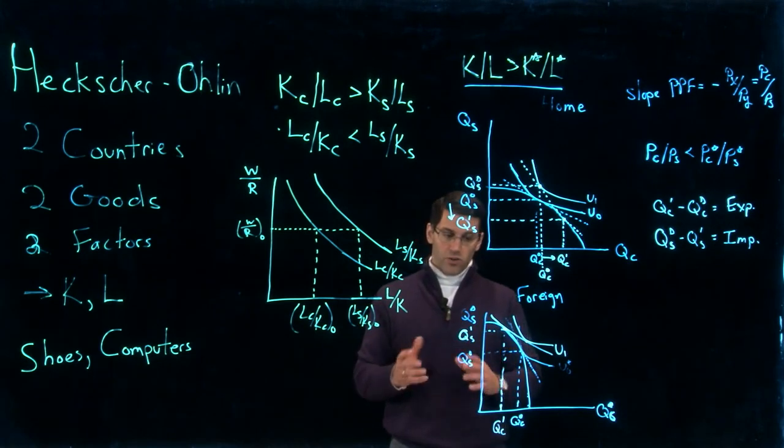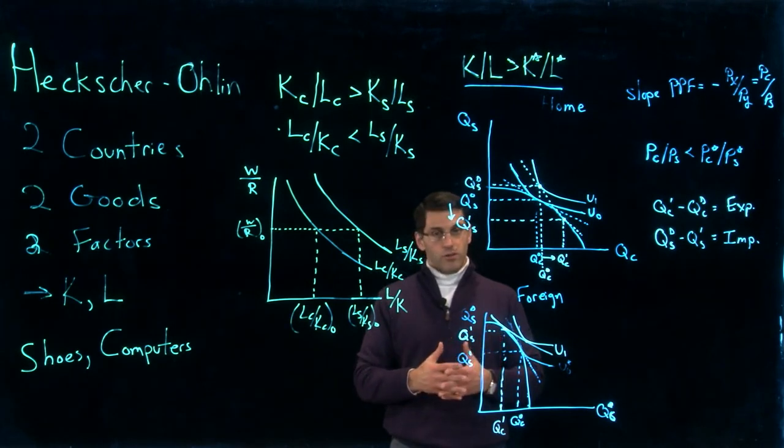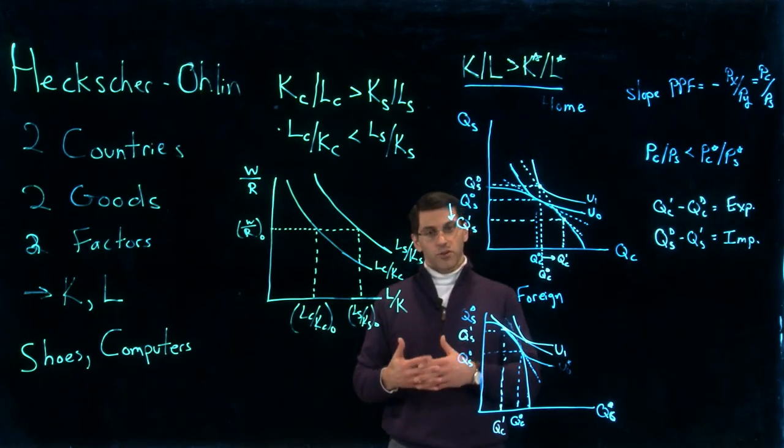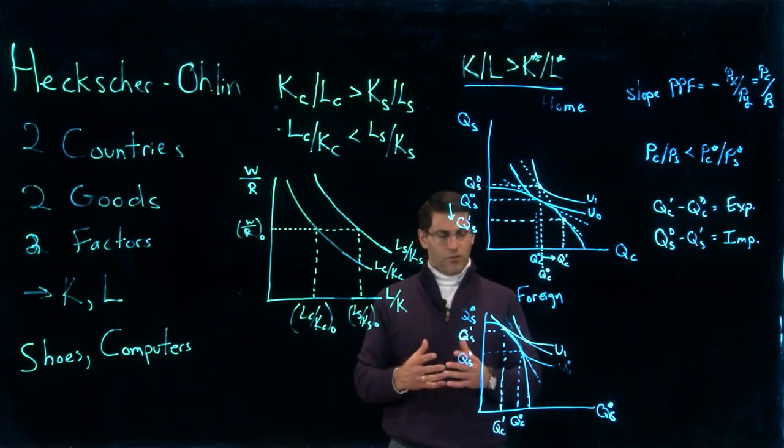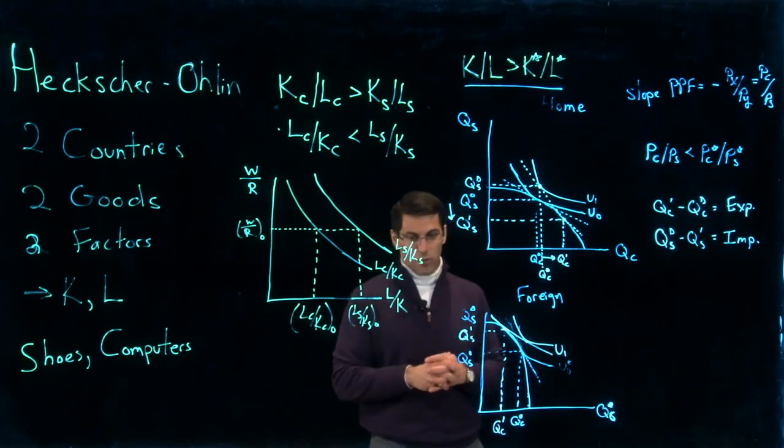So this is the first basic insight that we have from the Heckscher-Ohlin model. A country will specialize in producing the good that intensively uses the factor of production it possesses in abundance. Okay. Let me repeat that again because it's a bit of a mouthful and it can be quite a bit to absorb in one go.